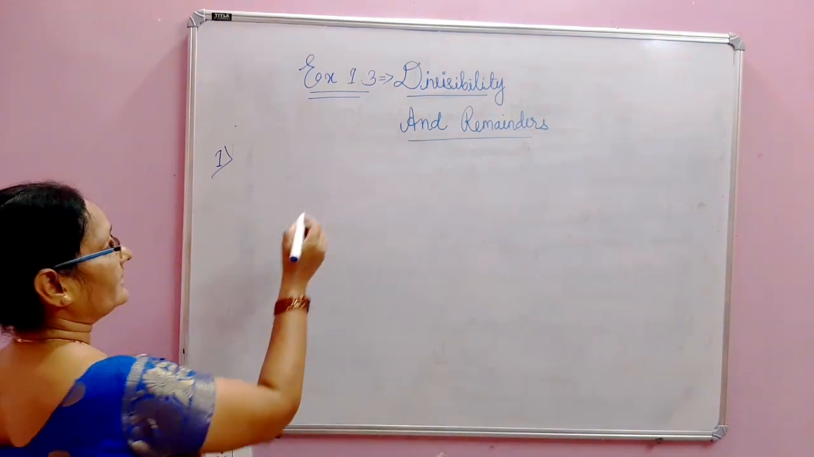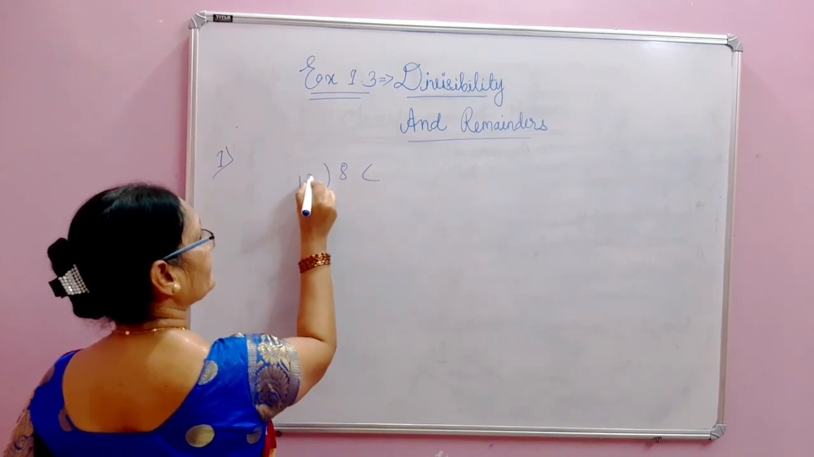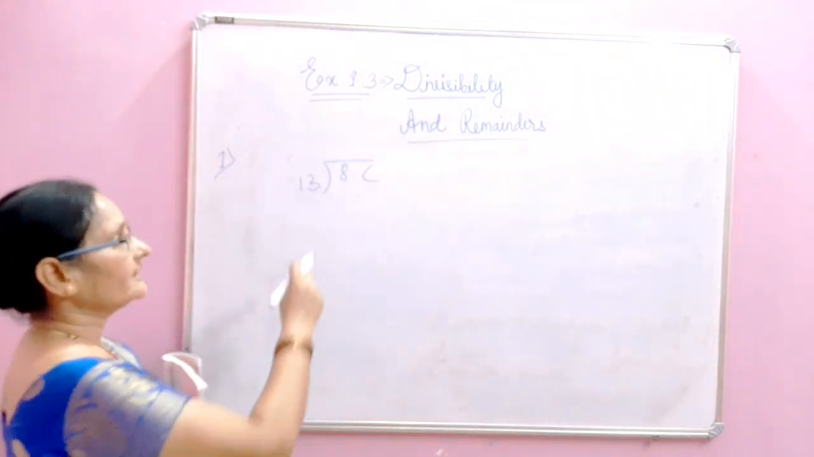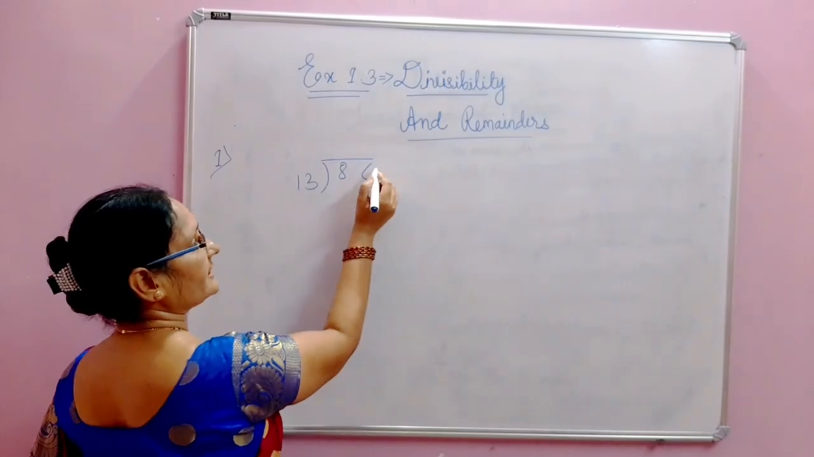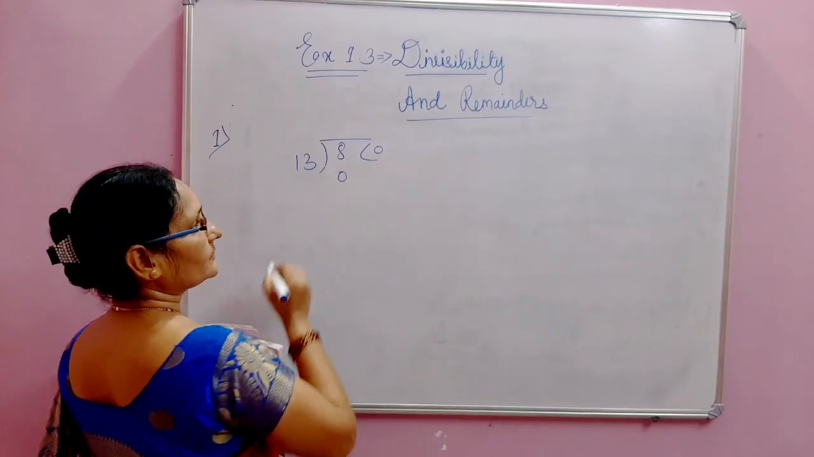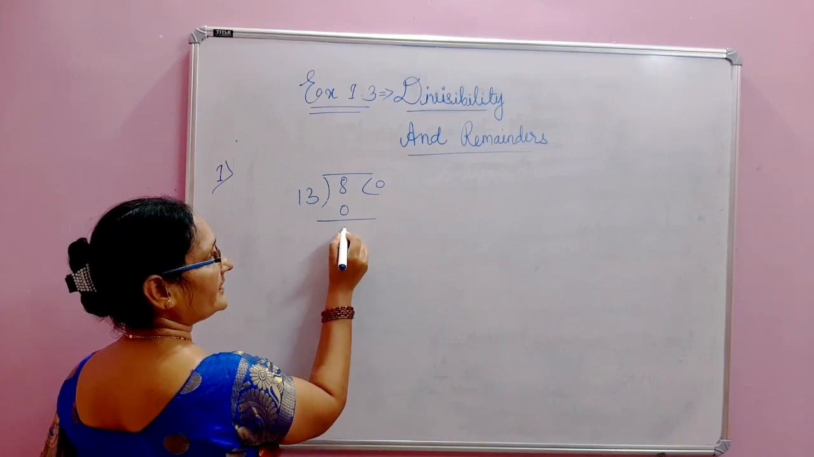Now, 8 divided by 13. See here, 8 divided by 13. 13 zeros are 0. So, what is the remainder here? 8.